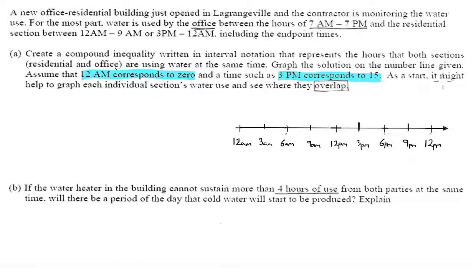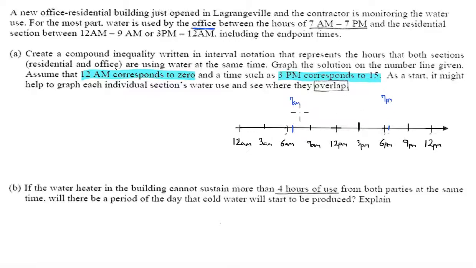Now let's start taking their advice. It might help to graph each individual section's water use and see where they overlap. Okay, let's talk about the office. Office is using water between the hours of 7 a.m. and 7 p.m. Okay, 7 should be right about there. 7 a.m., 7 p.m., right about there.